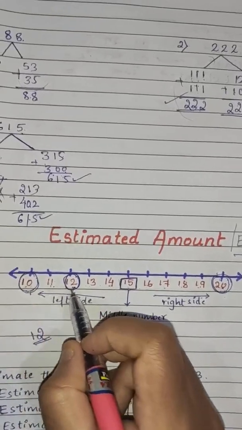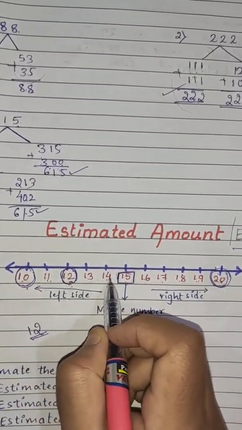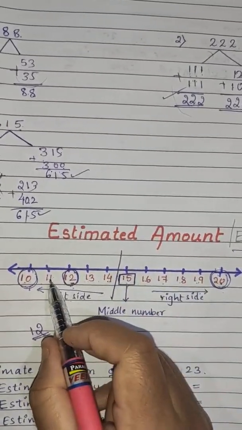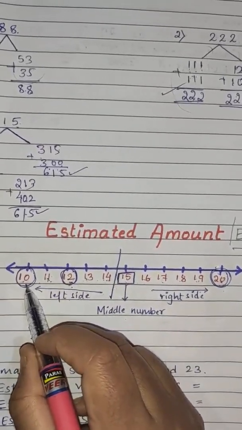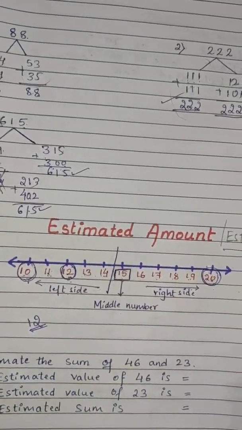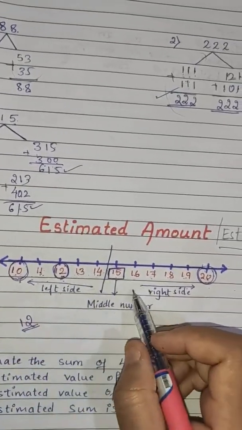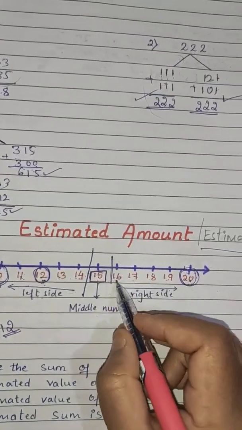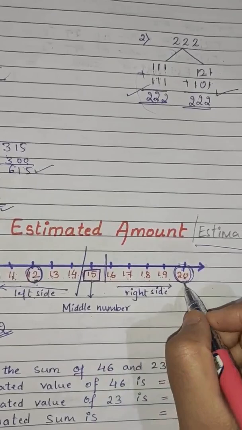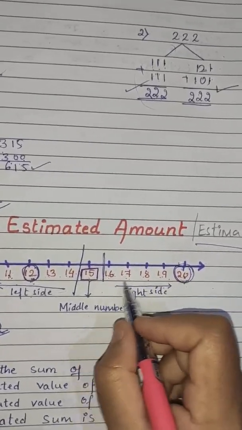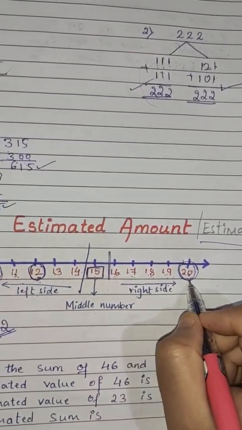It is 10. So whichever numbers come here, 11, 12, 13, 14, the estimation value of all these numbers is 10. And here the numbers 16, 17, 18, 19, these all are towards this 20, which means the estimation value of all these numbers, whether it is 16, 17, 18 or 19, will be 20 only.